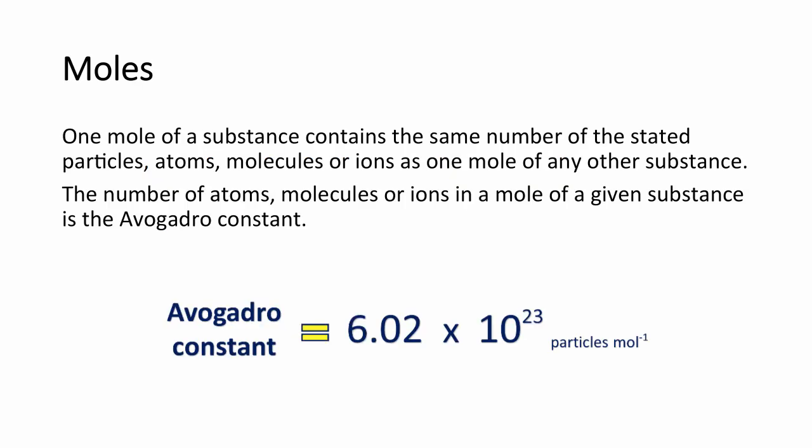Now, 1 mole of a substance contains the same amount of particles, atoms, molecules or ions as any other 1 mole of a substance. The number of actual atoms, molecules or ions in a mole of a given substance is given by Avogadro. Avogadro's constant states that there is 6.02 times 10 to the 23 particles, atoms, molecules or ions per mole.